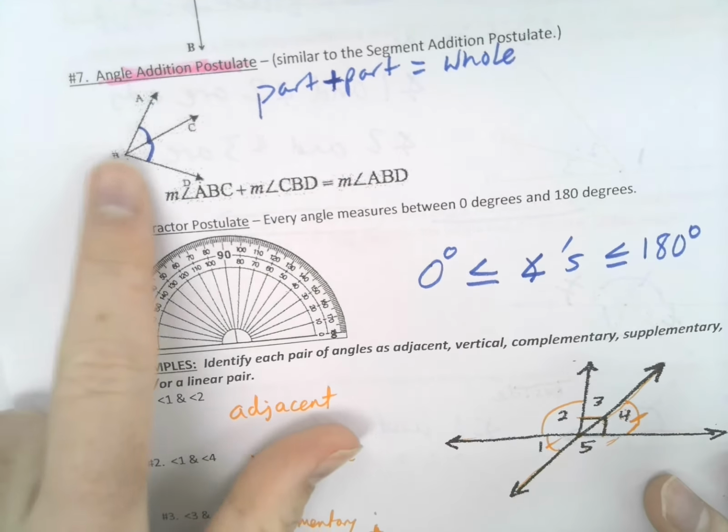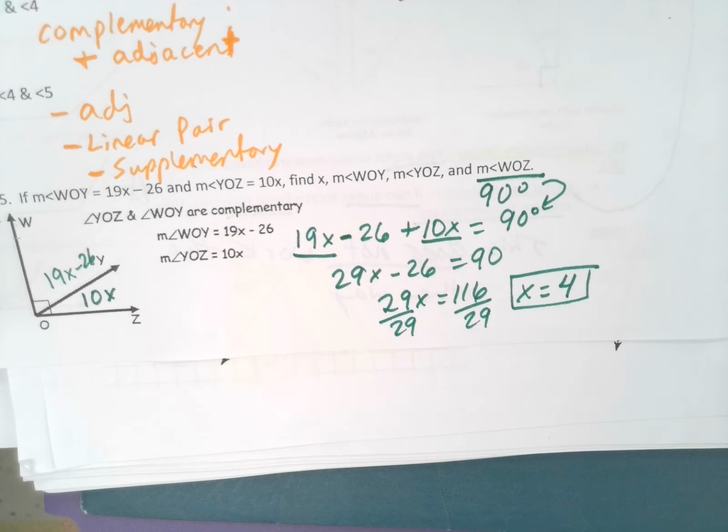So we can say, okay, 19x minus 26, that's this first angle, plus 10x, our second angle. This should equal the entire angle, the complementary angle, in fact, 90 degrees. And so, guys, you can pause and just work this out for me. Let's see what we end up solving for x. Okay, so when I combine like terms, add that 26 over and divide by 29, I got x equals 4.